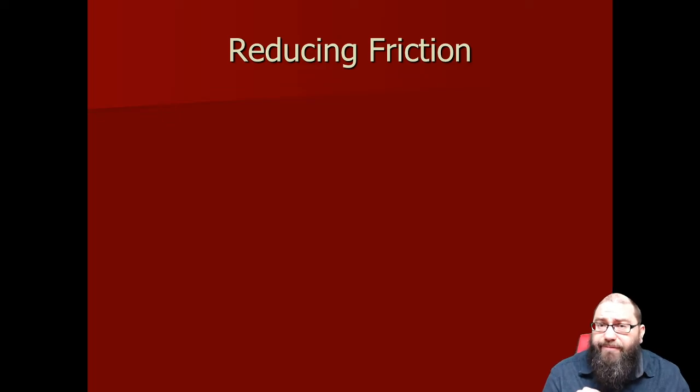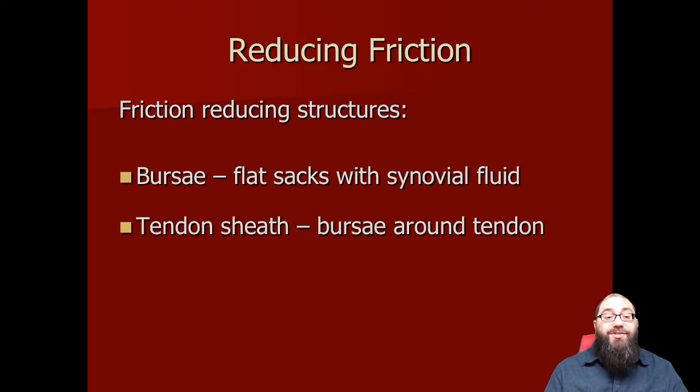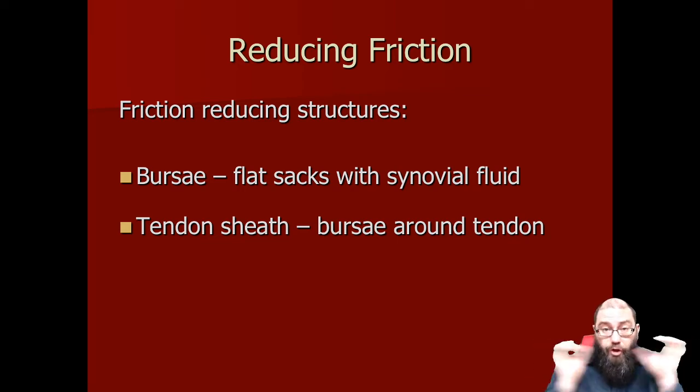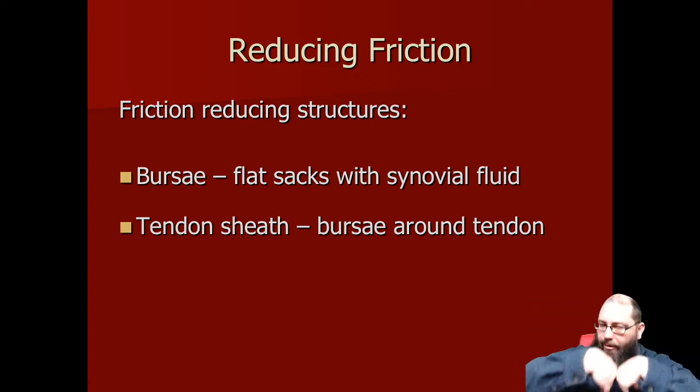And again, I said friction is bad in joints. So we have elements that are involved in order to reduce friction in our joints. Those are bursa and tendinous sheaths, which is another name for bursa. A bursa is a flat sac with synovial fluid. It is just a fluid-filled cushion, okay? And it's called a tendinous sheath when that fluid-filled cushion is wrapped around a tendon.